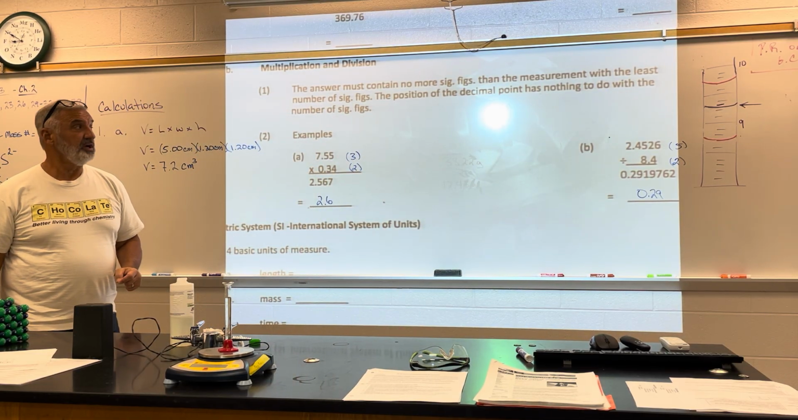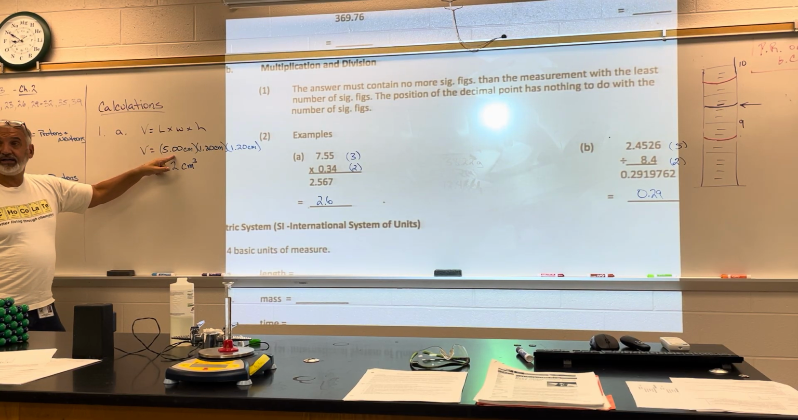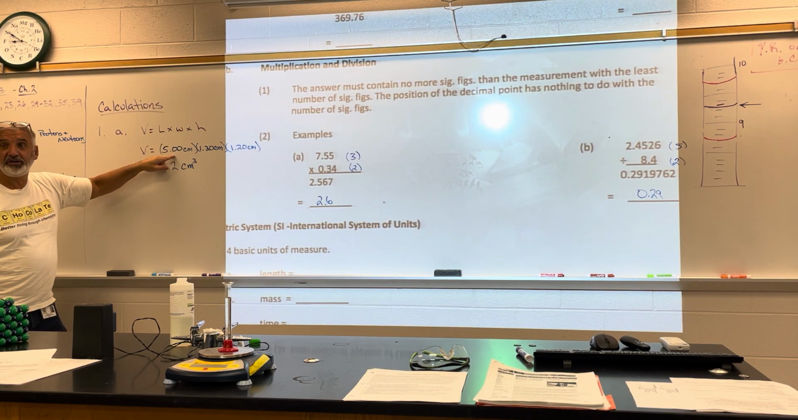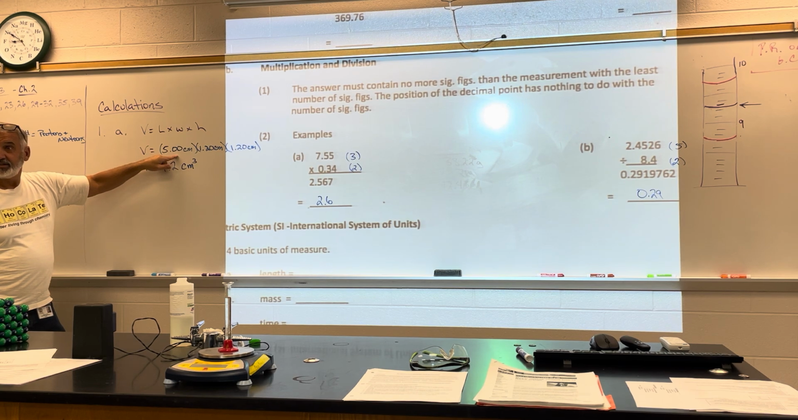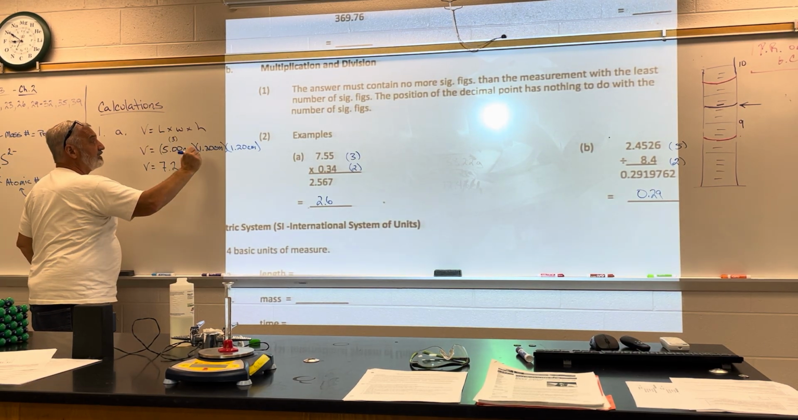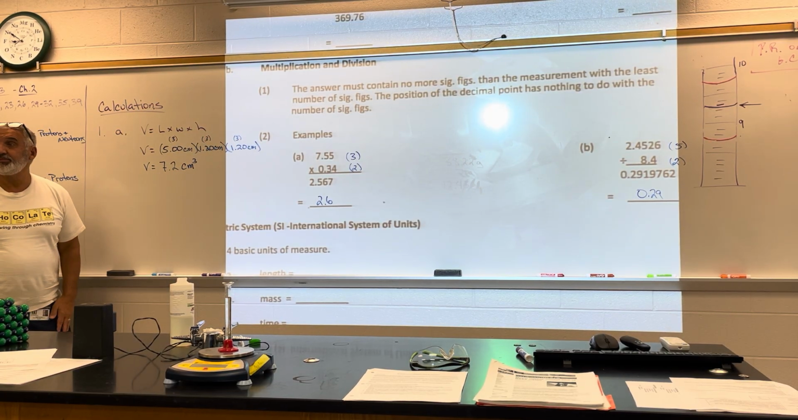Okay? So now let's come back to our calculation. How many sig figs do I have? 2. 1. 3. Do the zeros change how big or small the number is? What's the function of those zeros? To show accuracy. If they're showing accuracy, they're significant. So we have 3 sig figs, 3 sig figs, and 3 sig figs. So how many should my answer have?